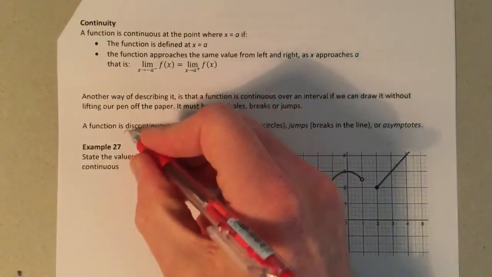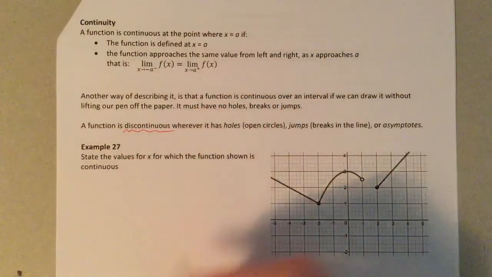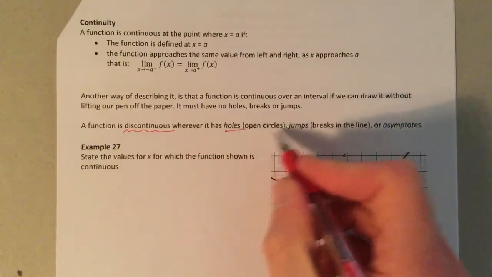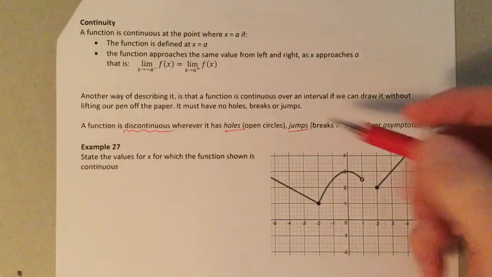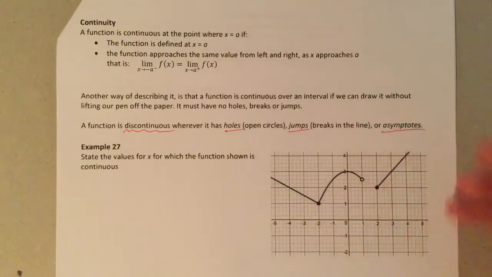Or we could say a function is discontinuous, so not continuous, wherever it has holes, which are open circles, jumps, so just a gap in the line, which sometimes happens with hybrid functions, or asymptotes, and we know there are lots of functions in Methods that have asymptotes.